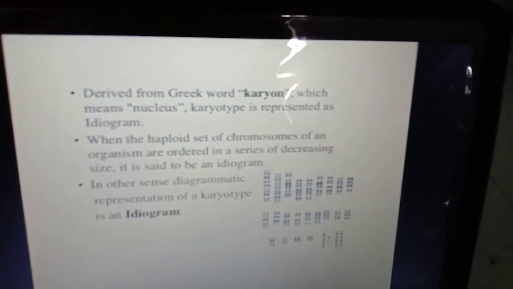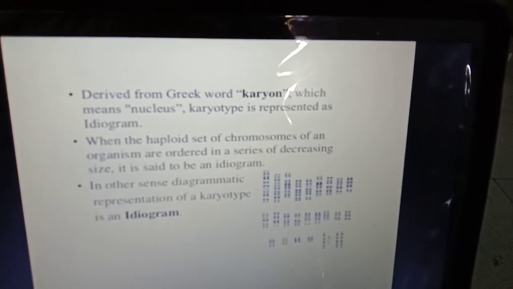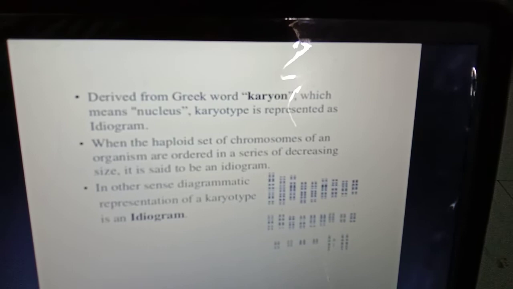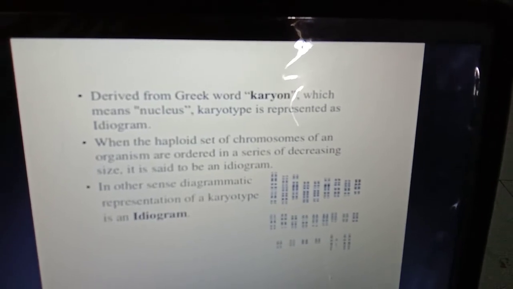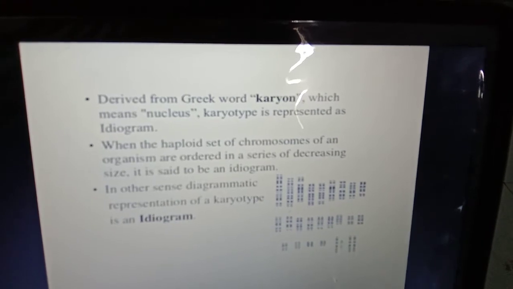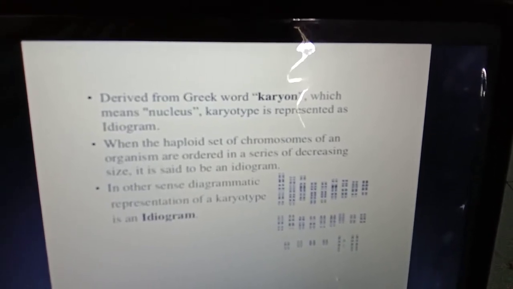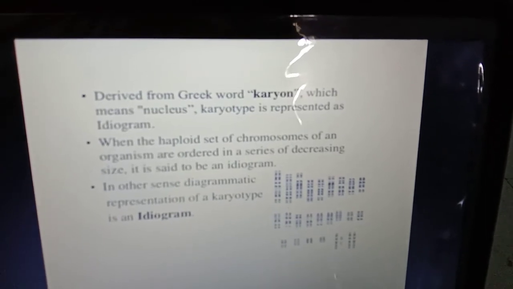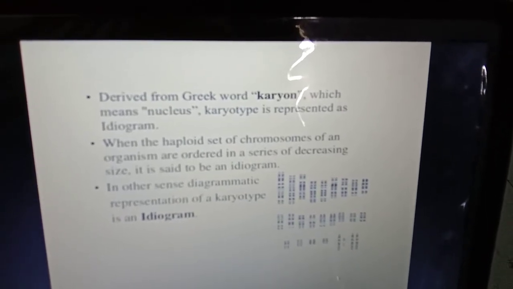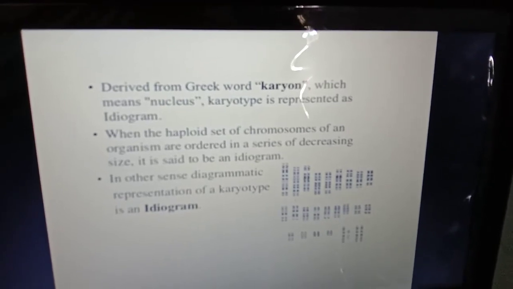Next, it is derived from the Greek word karyon, which means nucleus. Karyotype is represented as an ideogram. When the haploid set of chromosomes of an organism is ordered in a series of decreasing size, it is said to be an ideogram. In other words, the diagrammatic representation of karyotype is an ideogram.